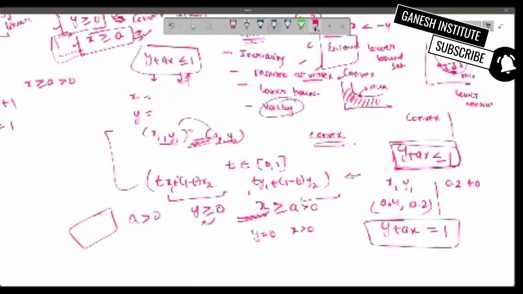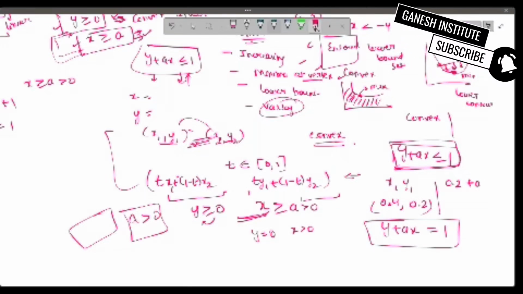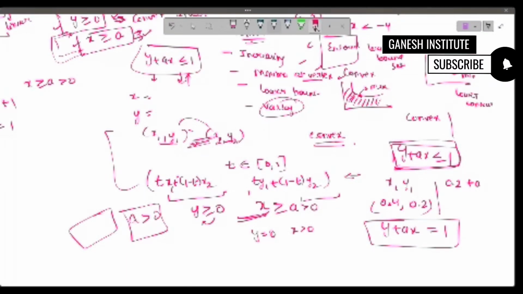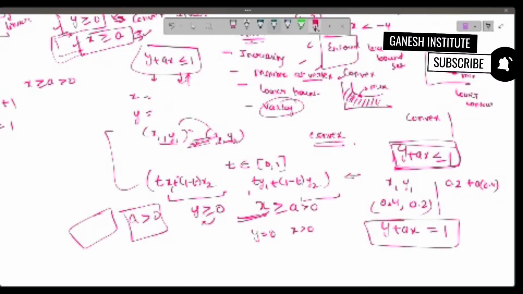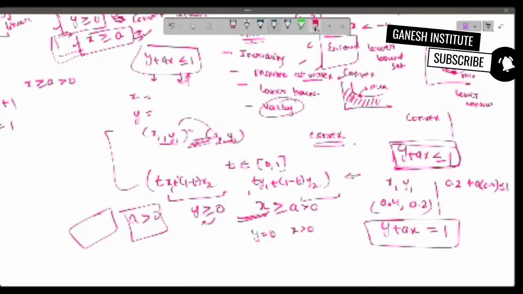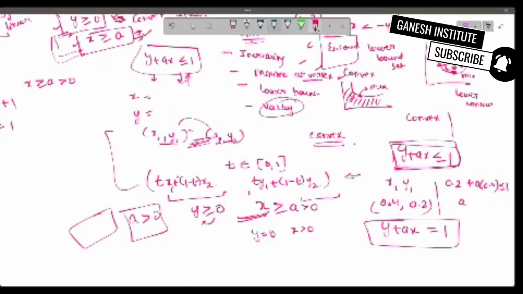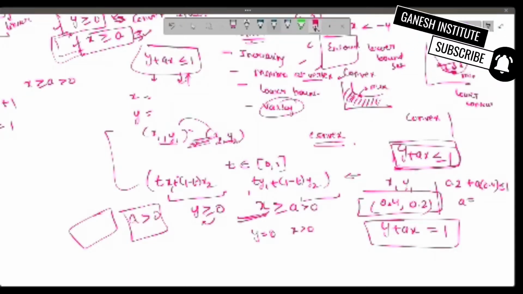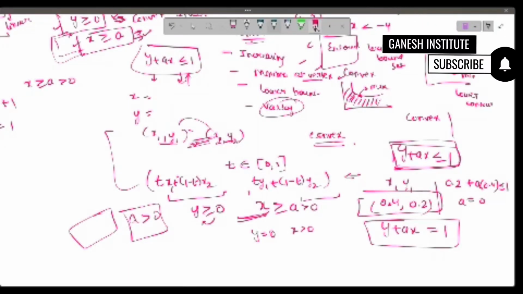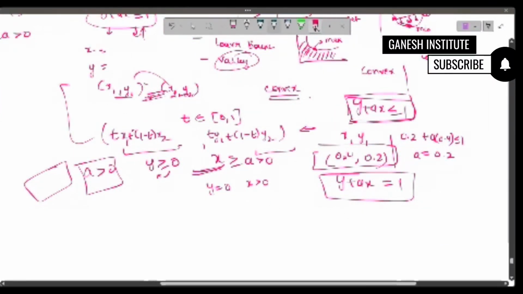But the condition for a is greater than 0, so it can be 4, no? Yes, but the function should be less than or equal to. Oh yes, ma'am, you're right. 0.2 plus 0.4a is less than or equal to 1. So you have considered x1, y1, and a has come out as 1 minus 0.2, 0.8, divided by 0.4, no? A is 0.4, ma'am.